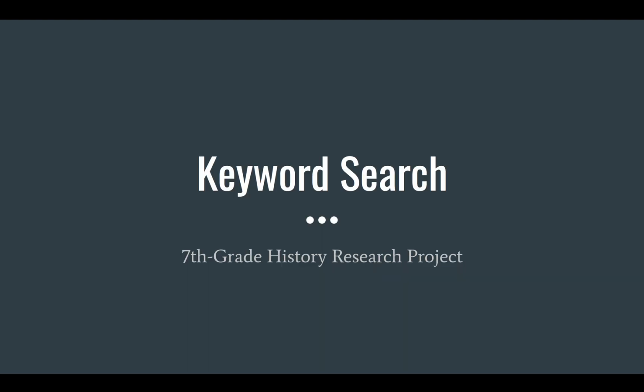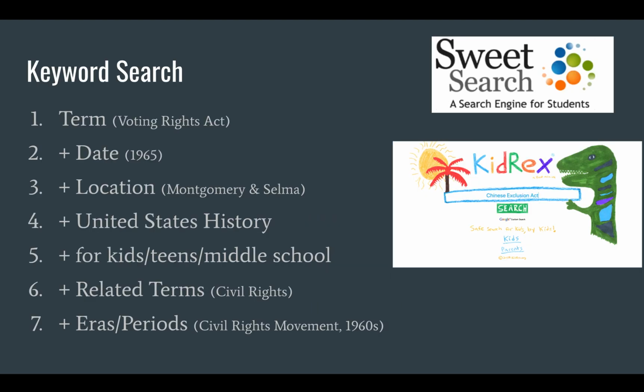So the keyword search, this is all review, but you need to include your term in most of your searches. That's one important thing. I've been looking at some of the searches and people aren't including their topic or their subtopic, like short-term and long-term, in every single search. And then these other recommendations: dates, the locations, the fact that it's U.S. history, putting your age level or school level, middle school, other related terms.